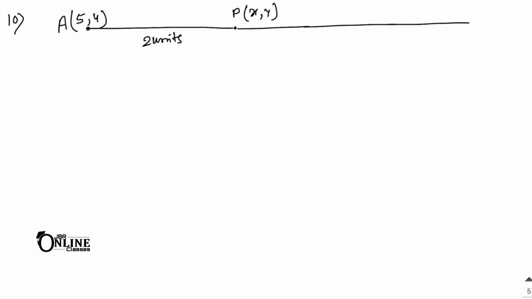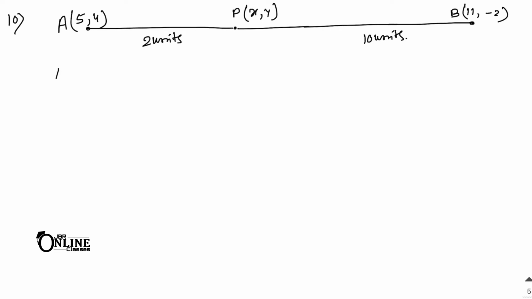Now next, sum number 10. Find the coordinates of the point which is at a distance of 2 units from (5, 4) and 10 units from (11, -2). So suppose the point is P and the coordinate of that point is (x, y). Suppose the point (5, 4) is A, and it's 2 units. Suppose the next point (11, -2) is B, and this one is 10 units. So that means AP equals 2 units and PB equals 10 units.